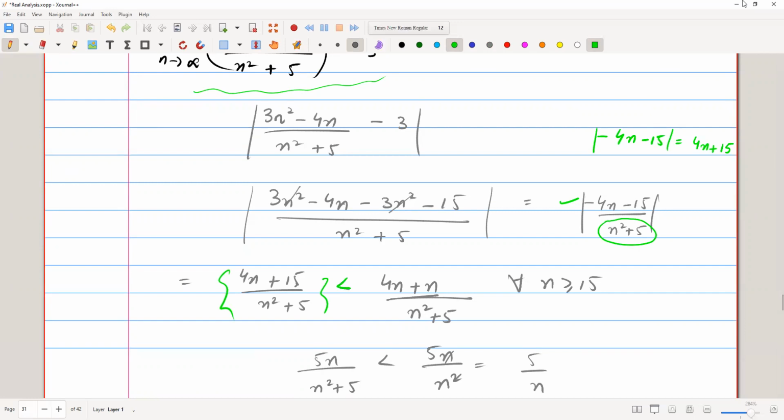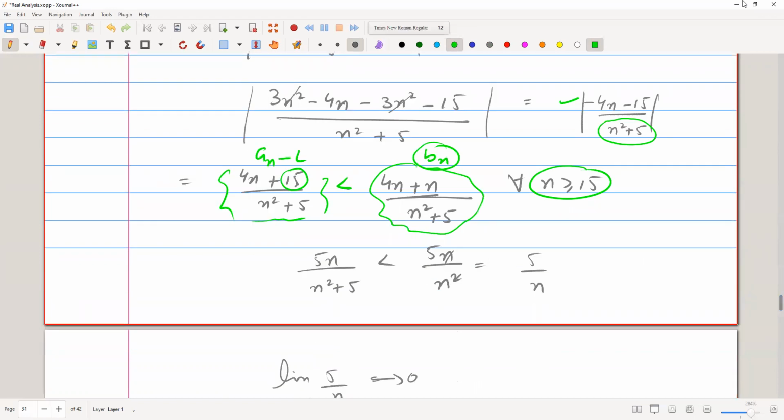Now we can show that this is less than 4n plus 15 over n squared plus 5 for all n greater than or equal to 15. So when n is greater than or equal to 15, this thing here is going to be greater than this thing here. This is our sequence An minus L, and this is now our sequence Bn, and we have to show that this Bn converges to 0, so it will imply that this An converges to its limit L.